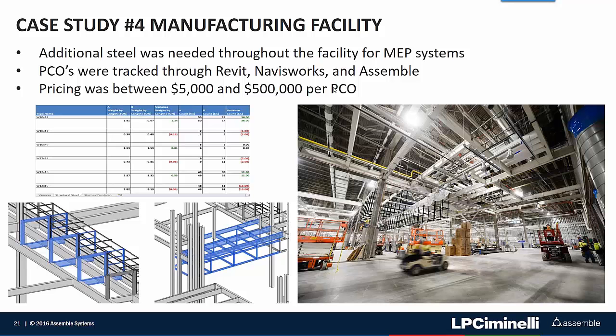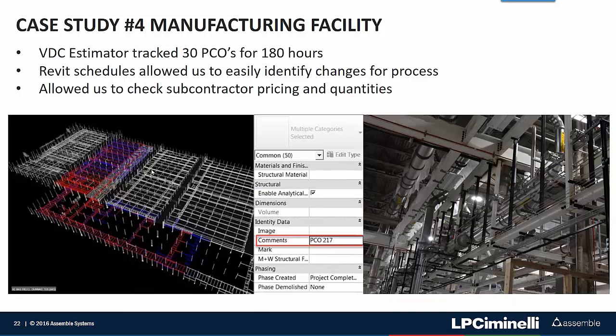The changes would go out and be issued in designs or on the drawings, and we would receive the model, and then our subcontractor would provide us with a change order. And again, like you saw, it would be $5,000 to $500,000 worth of changes. So we would take the design team's model, we would select all the additional steel, give it a parameter using the comment field of what specific PCO it was, and then we would publish it into Assemble.